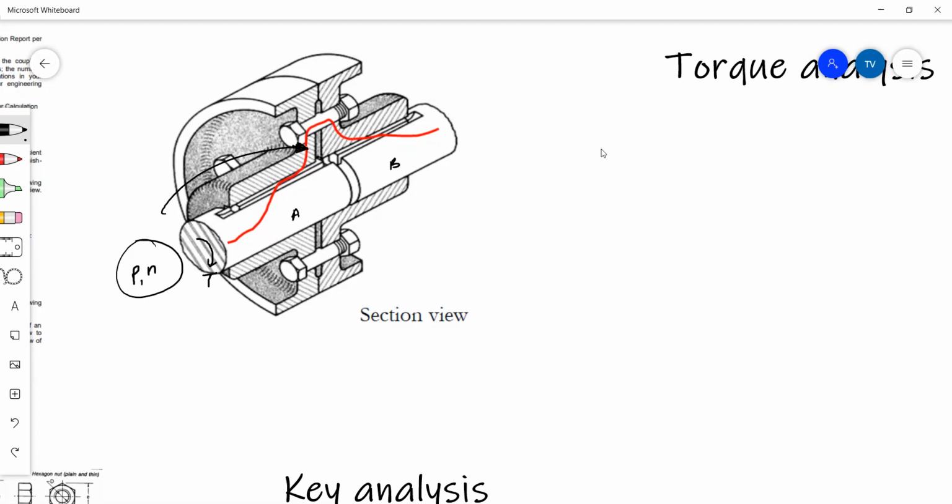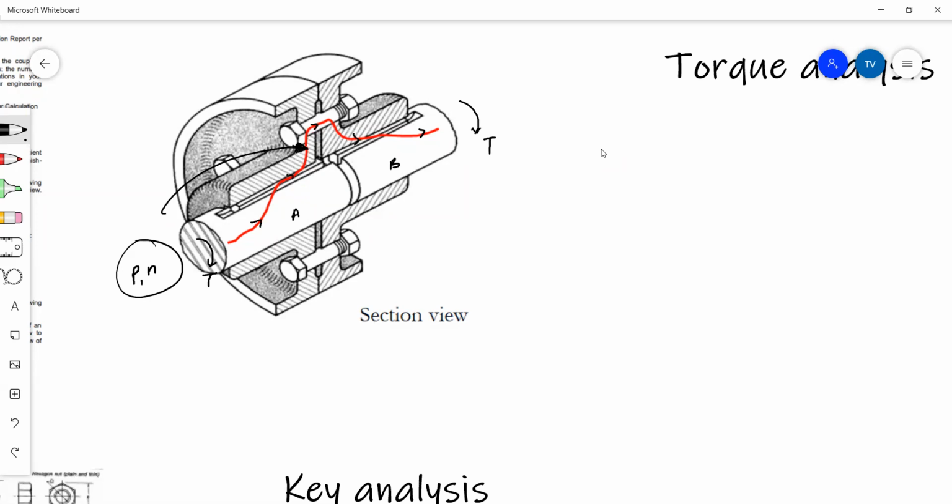The bolt transfers it through to the other side, and then it goes flange, hub, key, shaft, out the other side. That is the load path. And in the end, you should be having part B turning at the same torque.